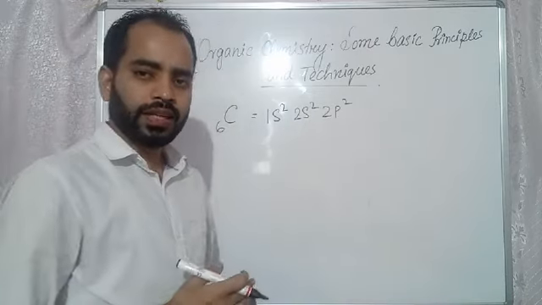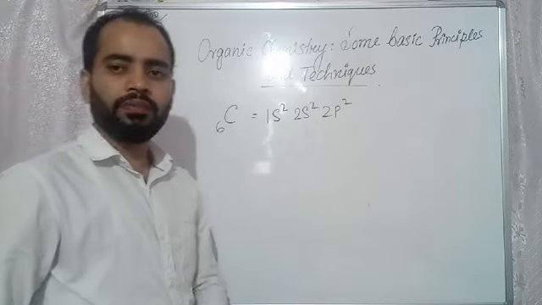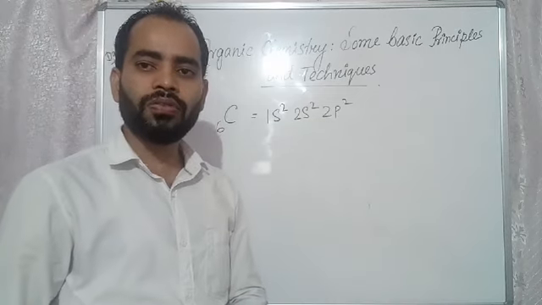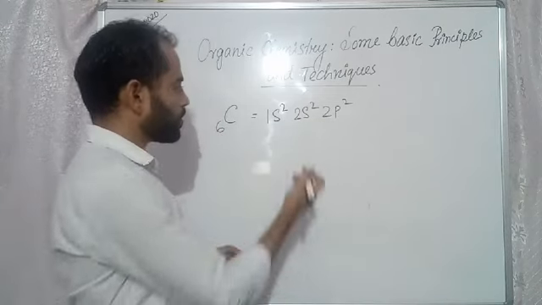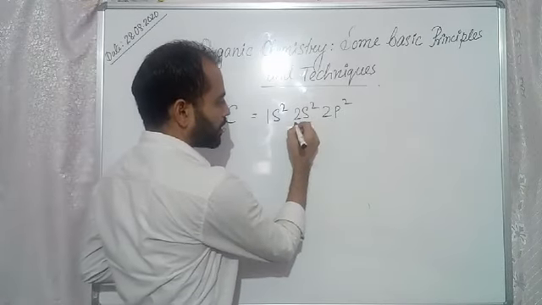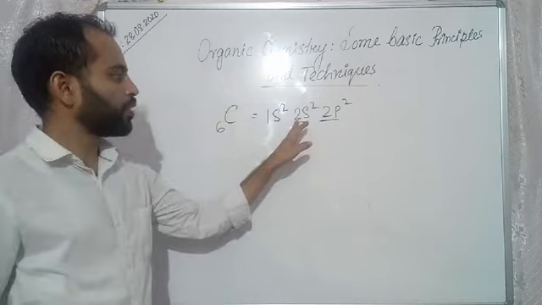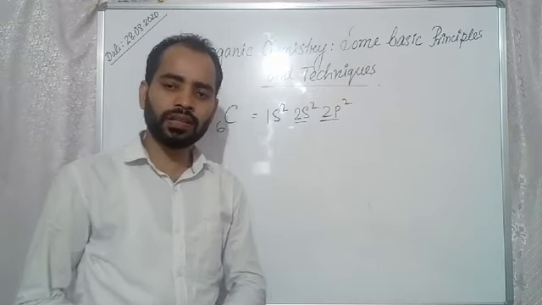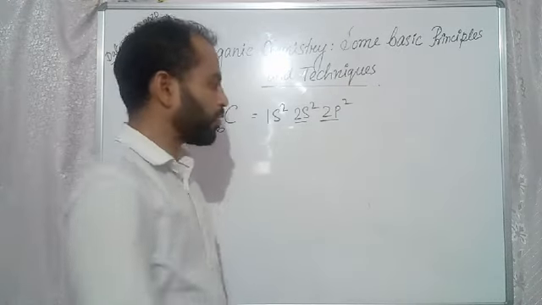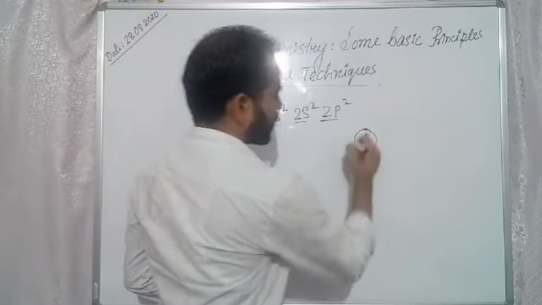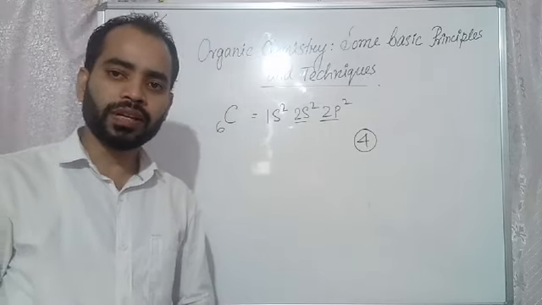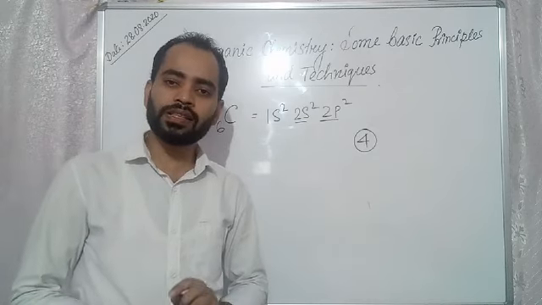In your class 9th or 10th, you might have studied about the valence shell. So the outermost shell of an atom is called the valence shell. So what is the valence shell of this carbon? That is the outermost shell, this one and this one, 2. So how many electrons are there in the outermost shell? 2 plus 2, that is 4 electrons are there in the outermost shell. So what is the valency of carbon? 4. That means this is called the tetravalency of carbon.